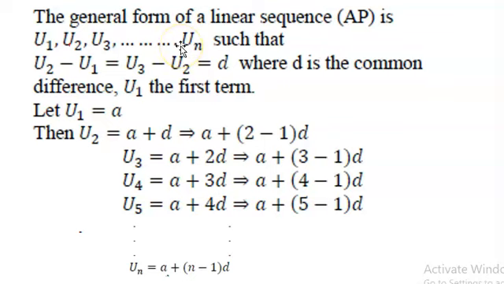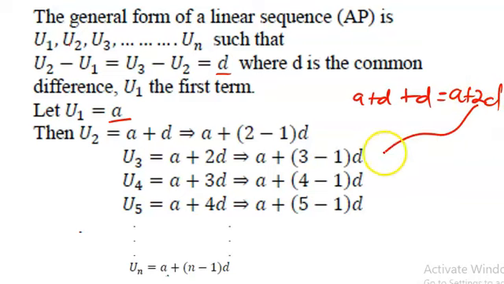So let's look at the general pattern. Assuming that U1 represents the first term, U2 represents the second term, and so on. The sequence is such that when you take the difference between any two consecutive terms, you have a constant term, which is called a common difference. Assuming that the first term is A and the common difference is D, then to get the second term, you add the common difference to the first term, and then to get the next term, that will be the second term plus another common difference, so that you have A plus 2D.